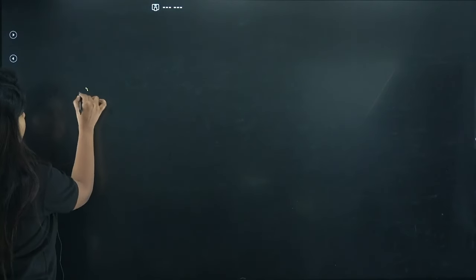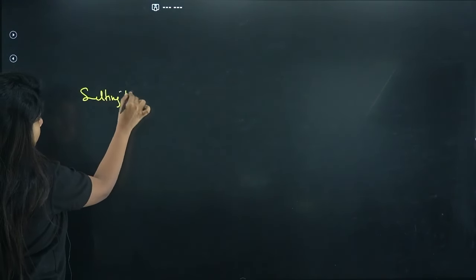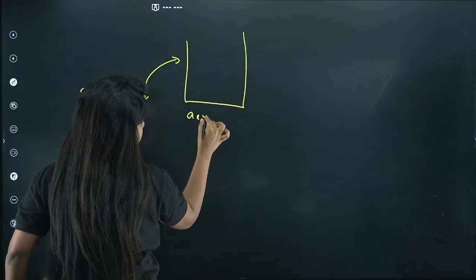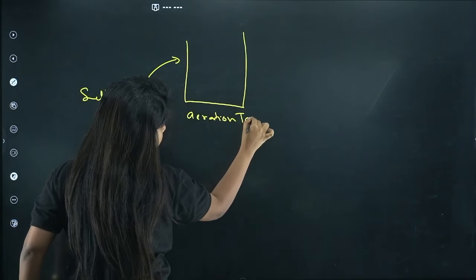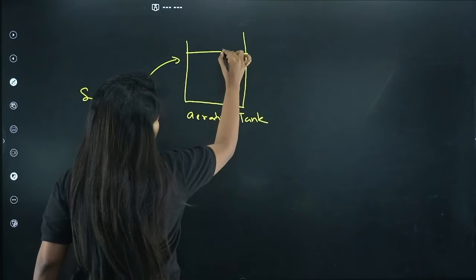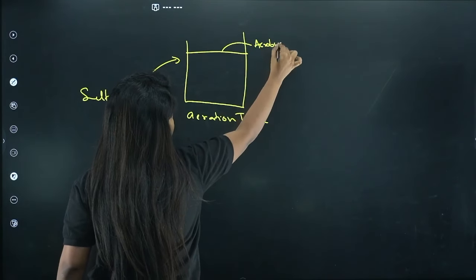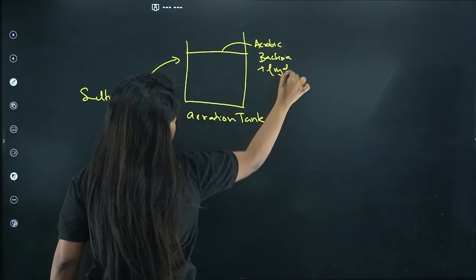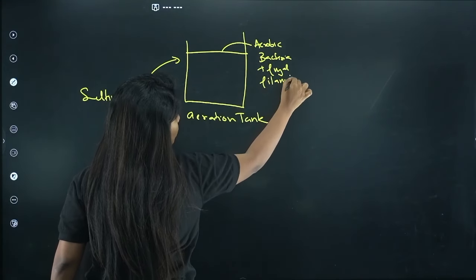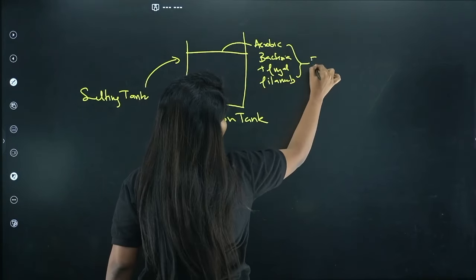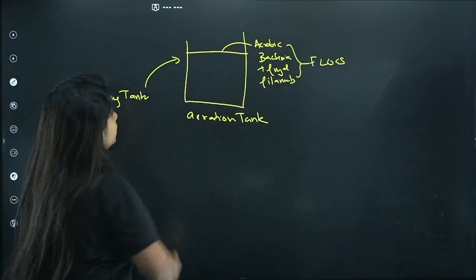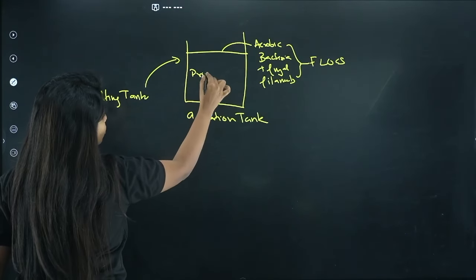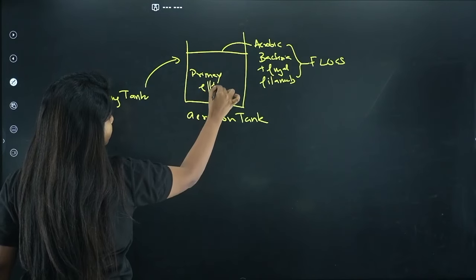So anyways, first we were in the settling tank, and then we came to the aeration tank. Don't worry, I'm not going to make everything up there. In the aeration tank I added two things: aerobic bacteria, as well as fungal filaments. You know what happens? They come together to form a mesh-like structure. You will now call this flocks. And what is up over here? You have the primary effluent.